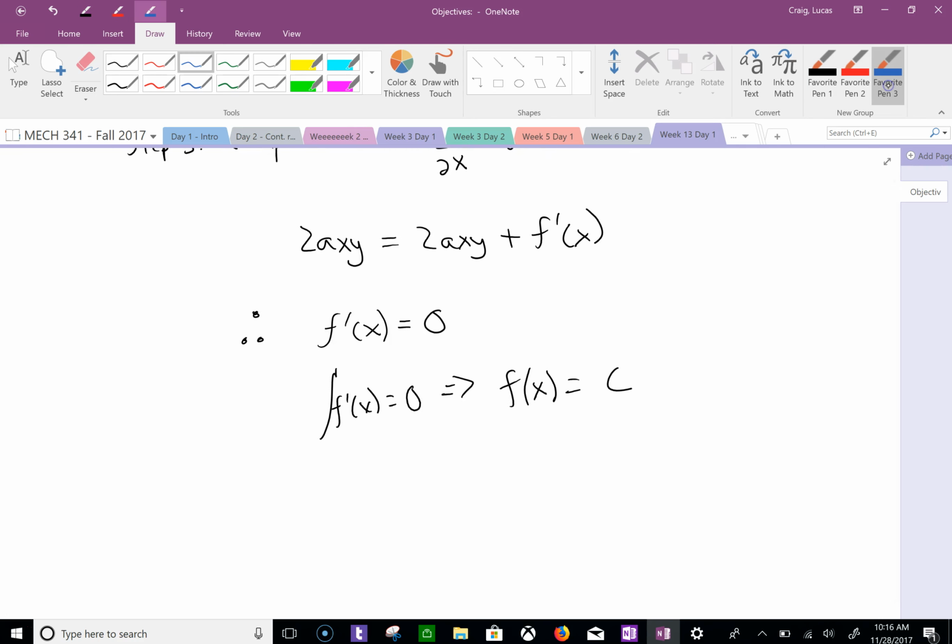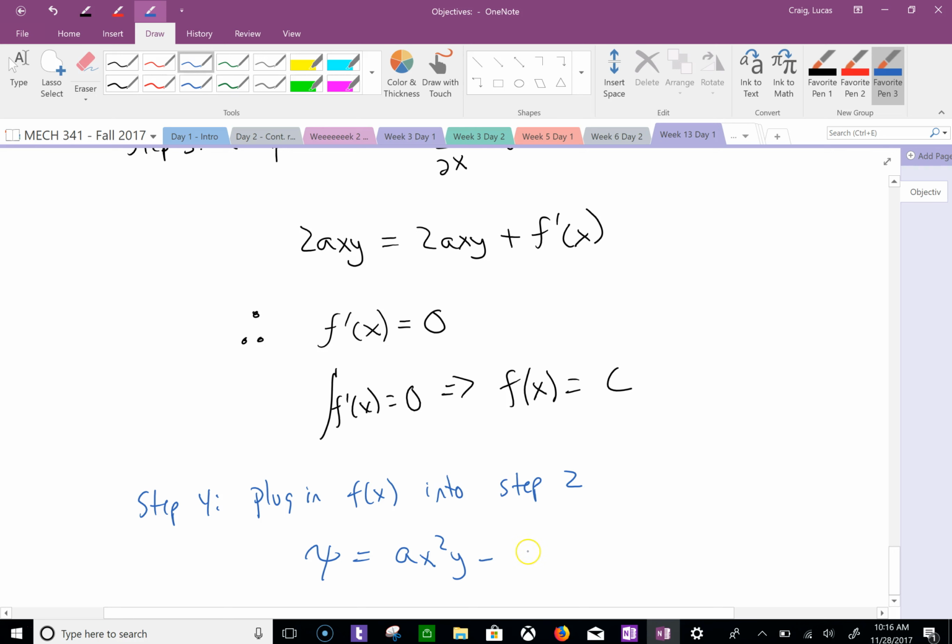And what do you think step 4 is? Yep. Now plug f of x into step 2, I think, because we already have what psi is, right? Yeah. Step one is just Ax squared y minus a y cubed over 3, is that right? Plus a constant.